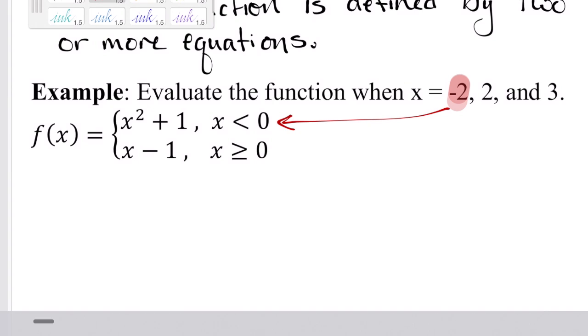So negative 2 is less than 0, so I'm going to be plugging it into that top equation.